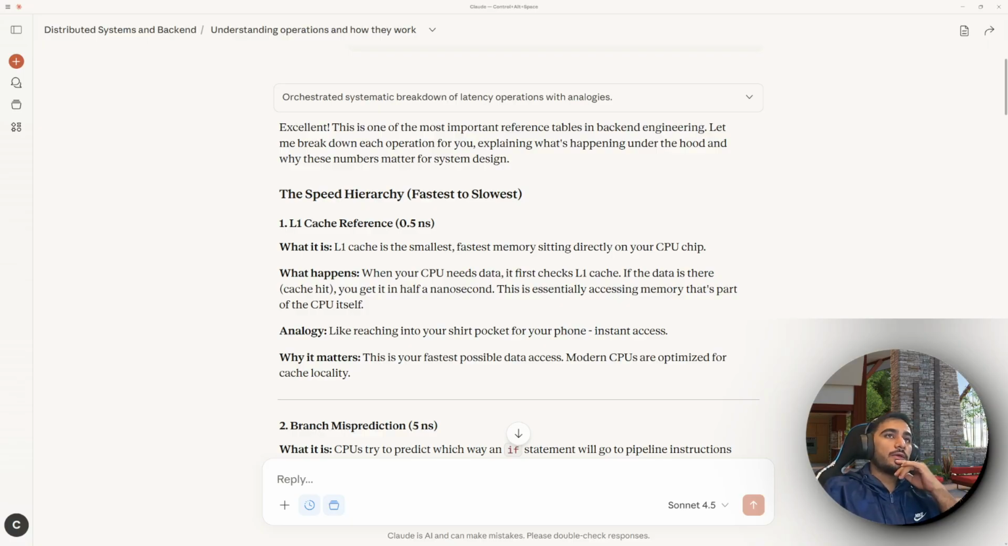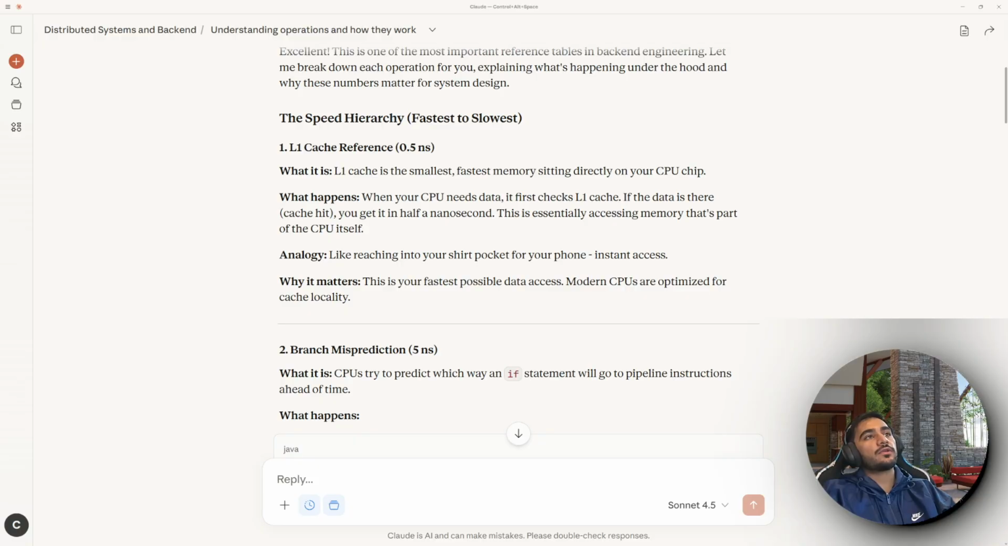So the speed hierarchy, fastest to slowest. L1 cache reference. What is it? L1 cache is the smallest, fastest memory sitting directly on your CPU chip. What happens when your CPU needs data? It first checks L1 cache. If the data is there, then there's a cache hit.